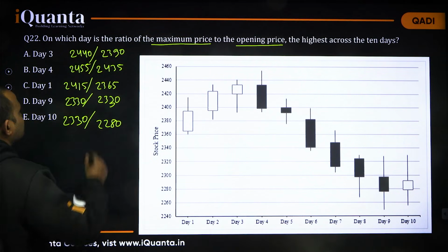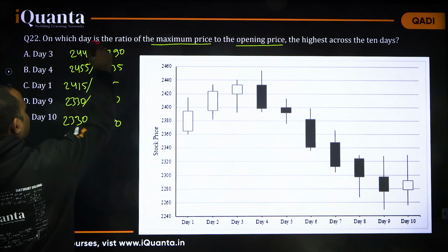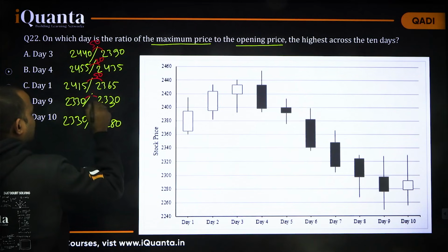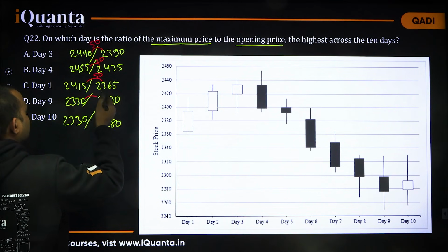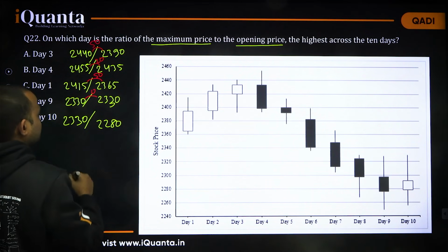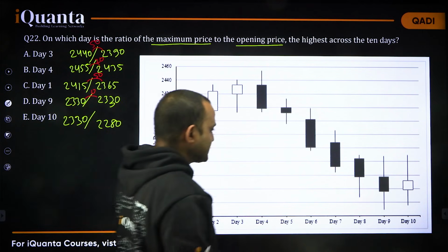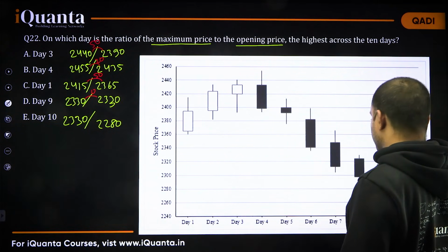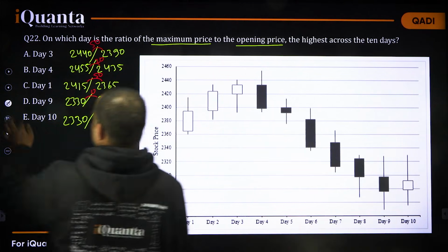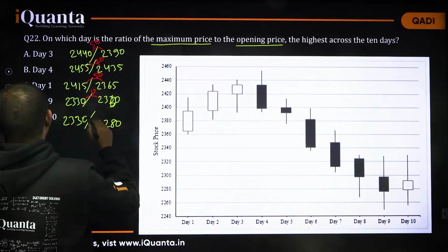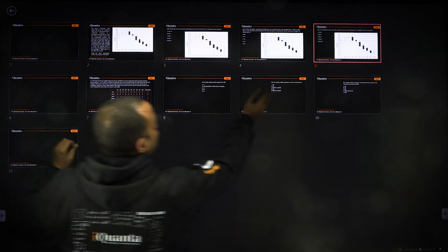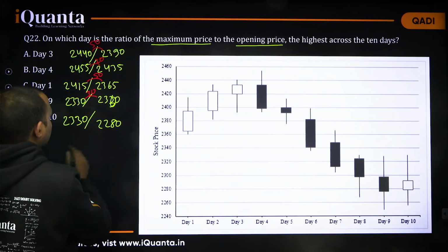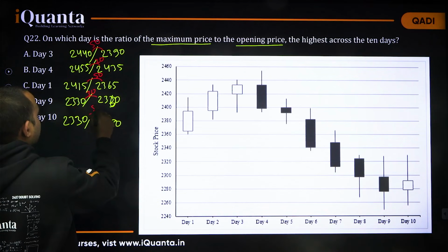So, we are going to check the difference. The difference here is 50. The difference here is 20. The difference here is 50 again. The difference here is 30. The difference here is 0. In case of day 9, did I miss anything? In case of day 9, maximum 2330, and the opening price is 2300. Day 9, it was 2300, right? So the difference is 30. Still not a big deal.